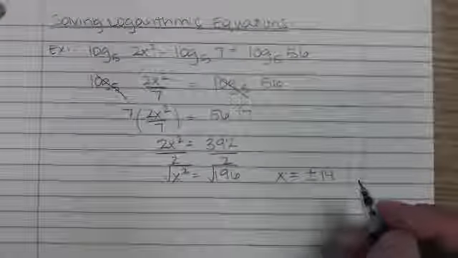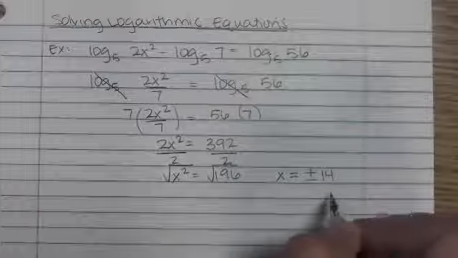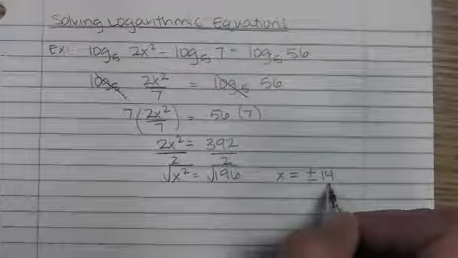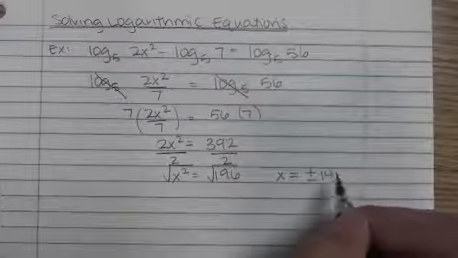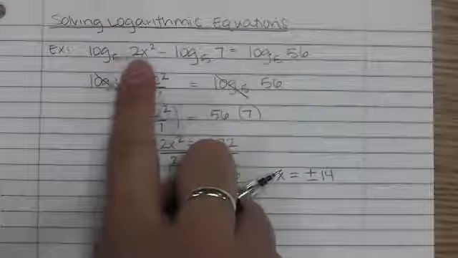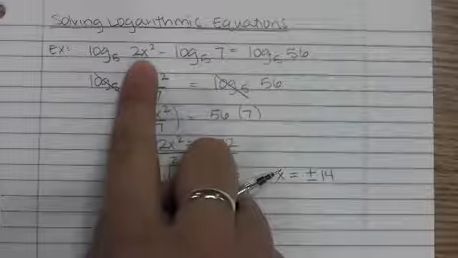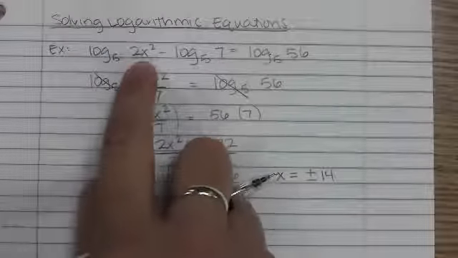Now, when you're solving log equations, it's really important that you double check to make sure that your answer is not an extraneous solution, because oftentimes they are. So the thing that we have to remember is that whatever number you take a log of cannot be 0 and it cannot be negative. So it has to be greater than 0.